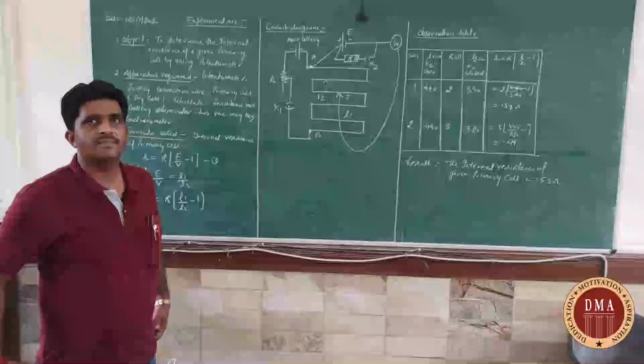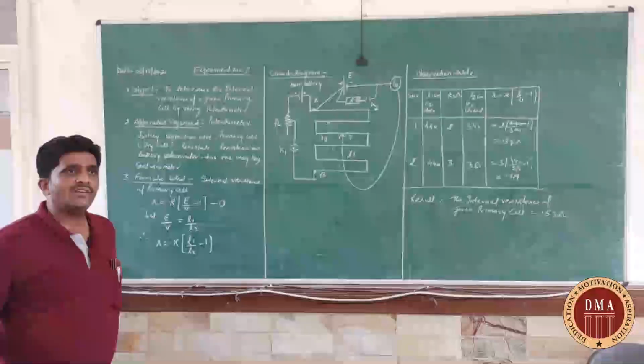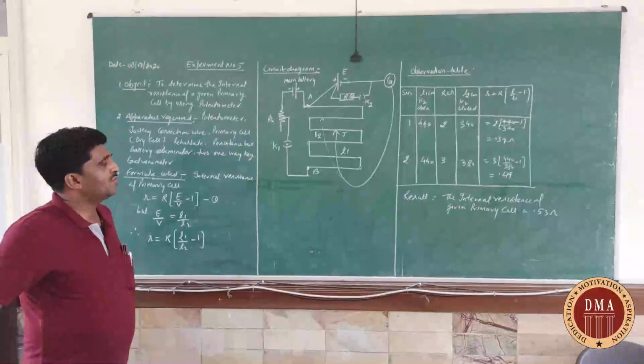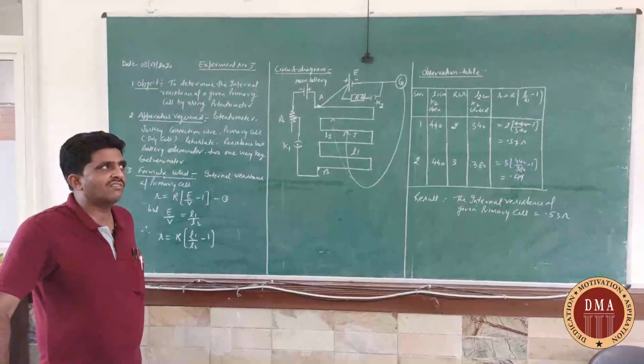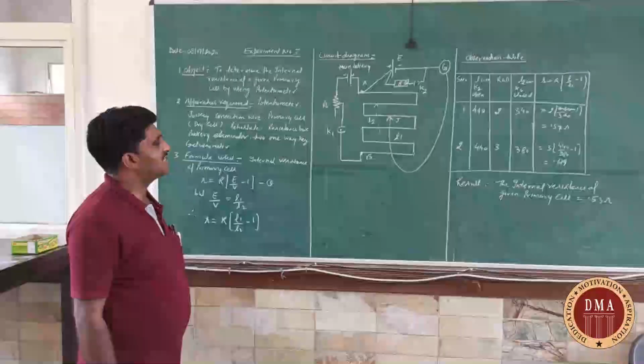Dear students, today we will perform and demonstrate experiment number 3. We have already performed two experiments. The first experiment was to determine the resistivity of a given wire by using Ohm's law. And the second experiment was to determine the resistance of a given wire by using a meter gauge.